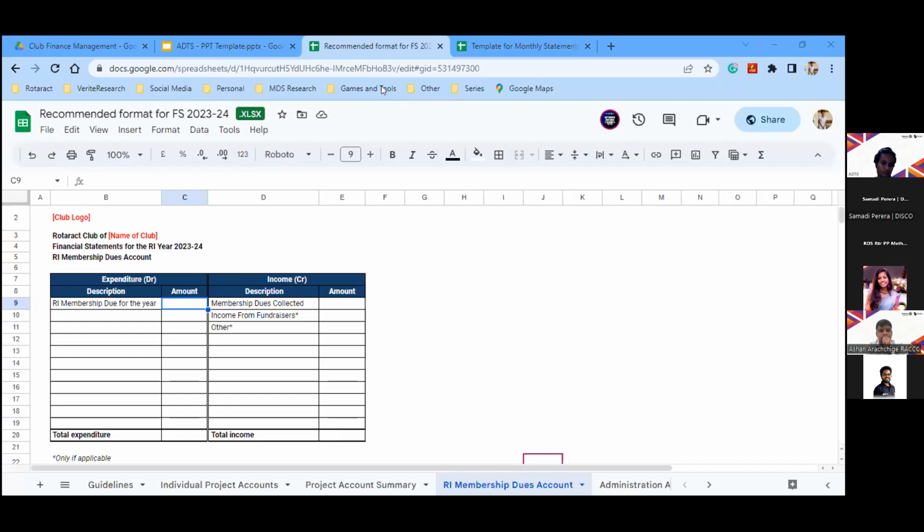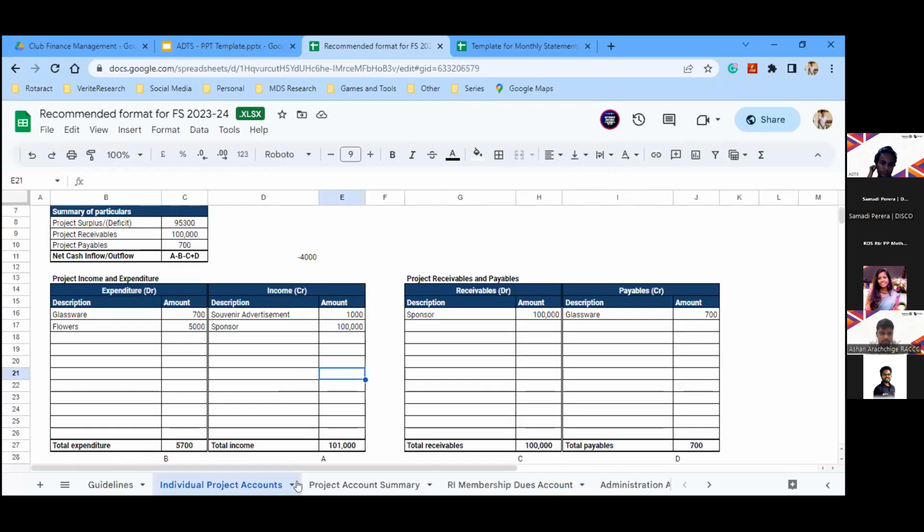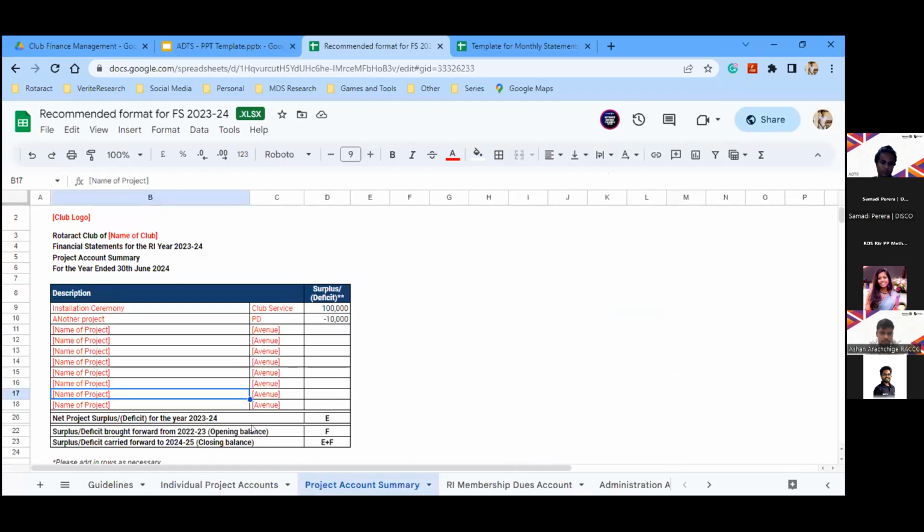Okay, so we have a question. Are we supposed to record the opening cash or the brought forward profit or loss? Because it might not be the same if we have receivables and payables. Your opening balance depends on where you're recording at that point. If you take the project account summary, your opening balance would be the balance that's there in your project accounts, very specifically.